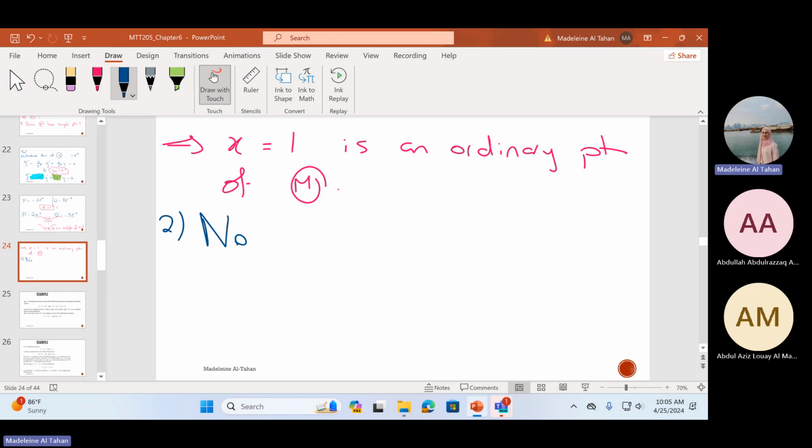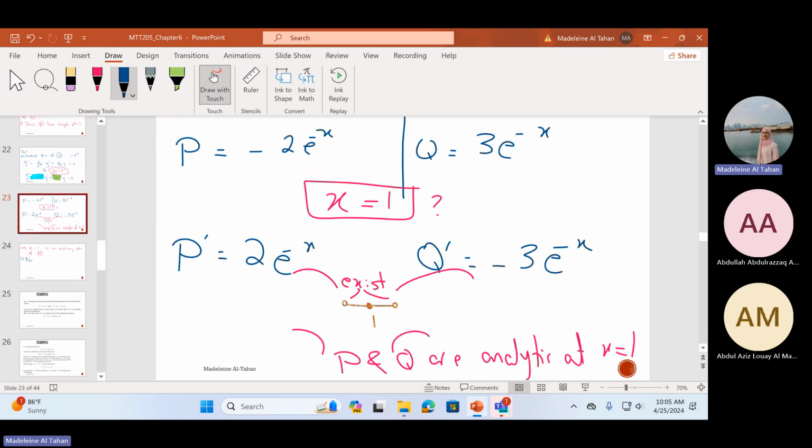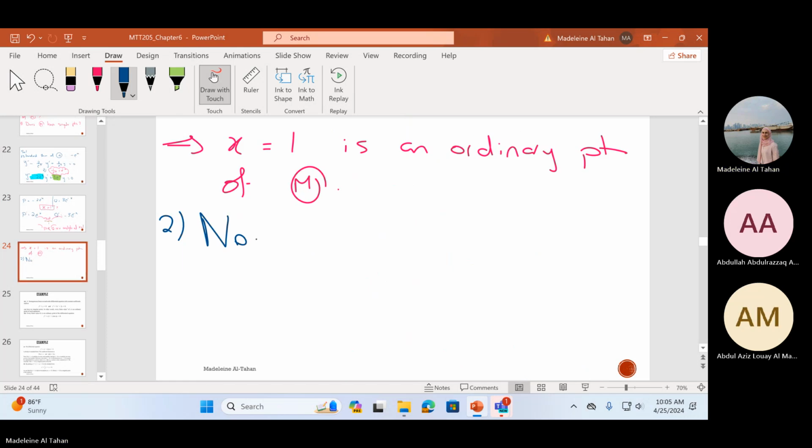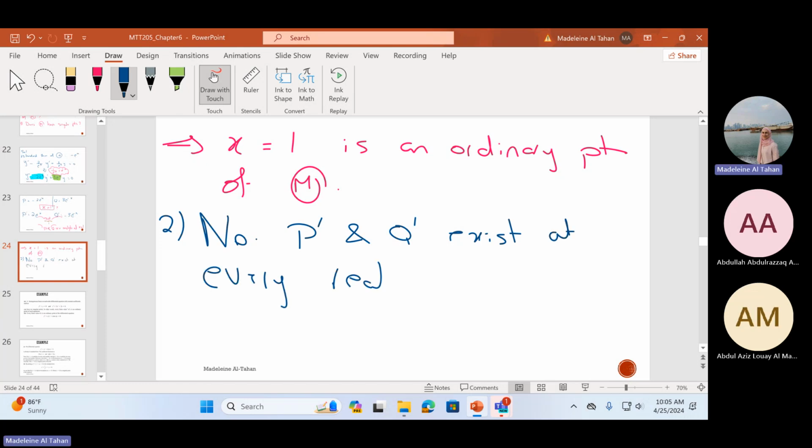Why? Because if we go back here, do P prime and Q prime have problems at a certain point? So P prime and Q prime exist at every real number. No, okay, please not everywhere, even if I get infinity. Real number. I said real. Is infinity a real number? Okay, what do you mean by real number?